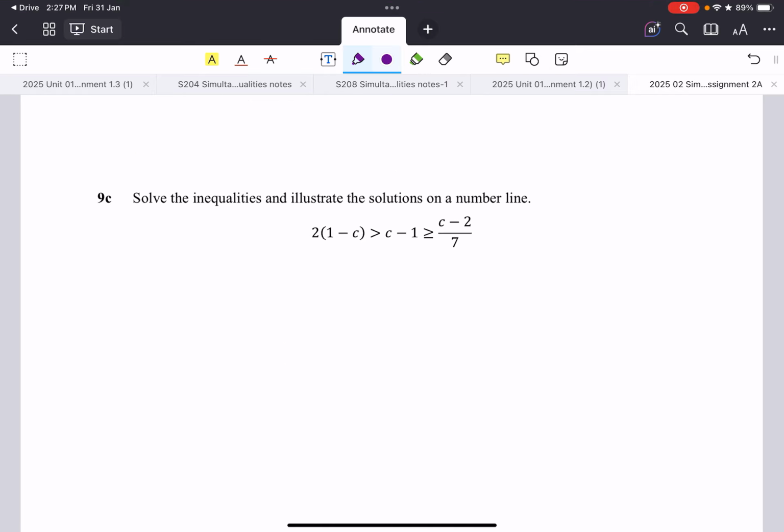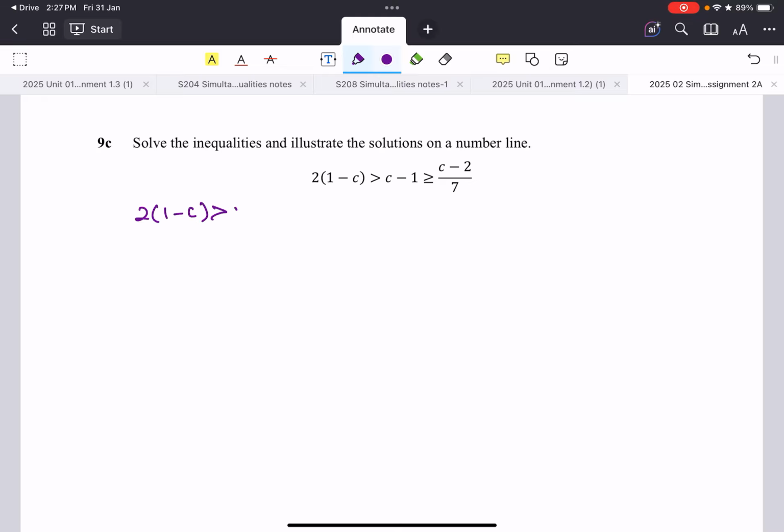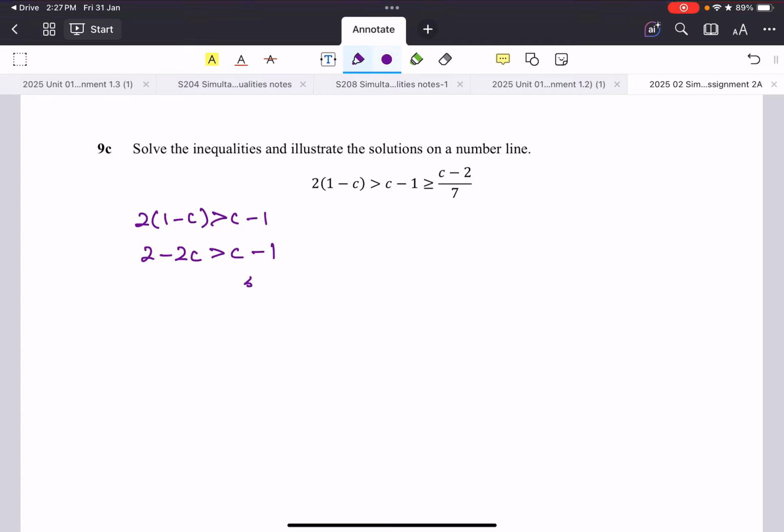Moving on, next one: solve the inequality and illustrate the solution on the number line. So 2 times 1 minus C is greater than C minus 1. So 2 minus 2C is greater than C minus 1. That will give us 3C on the right here and 3 here. So C is less than 1.